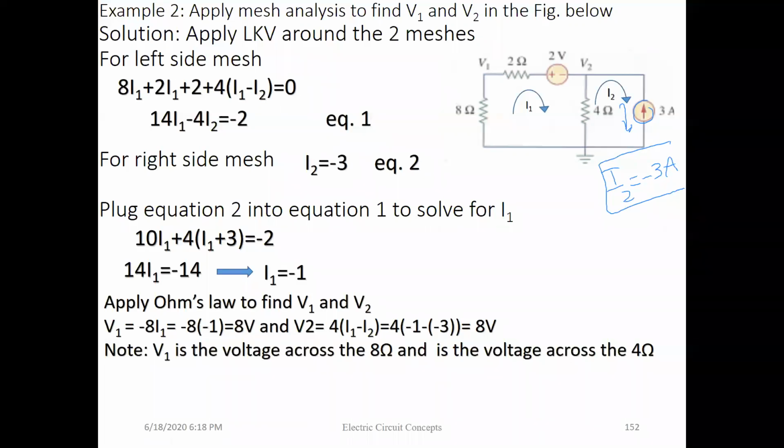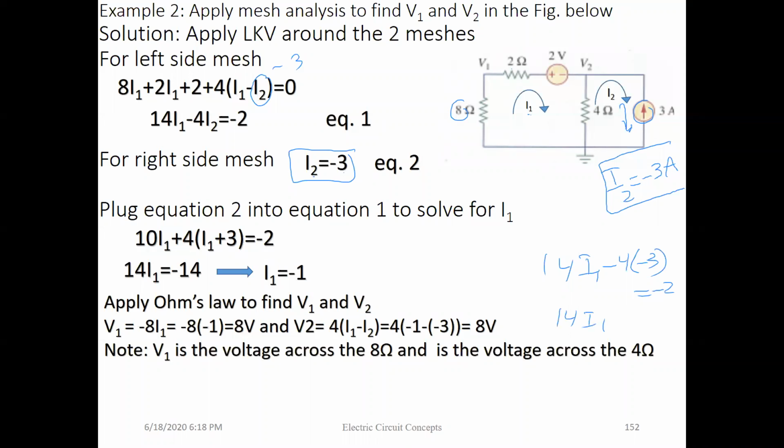And to do that, we just do 8 times I1 plus 2I1 plus 2, and then 4 times I1 minus I2, and I2 is equal to -3. We just plug that in, and this is the equation for the right hand side. Now I2 is equal to minus I3. We plug in for that, and it would be 14I1 minus 4 times minus 3 equal to -2. So this would be 14I1, and this would be plus 12 equal to -2.